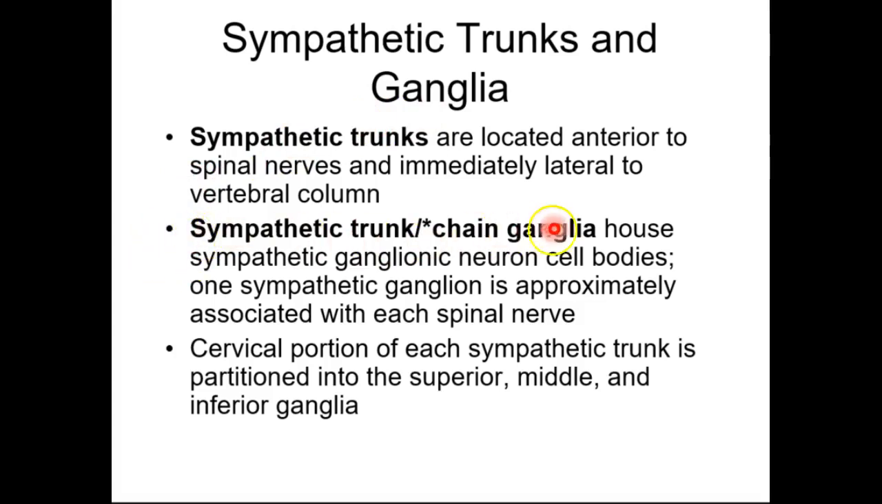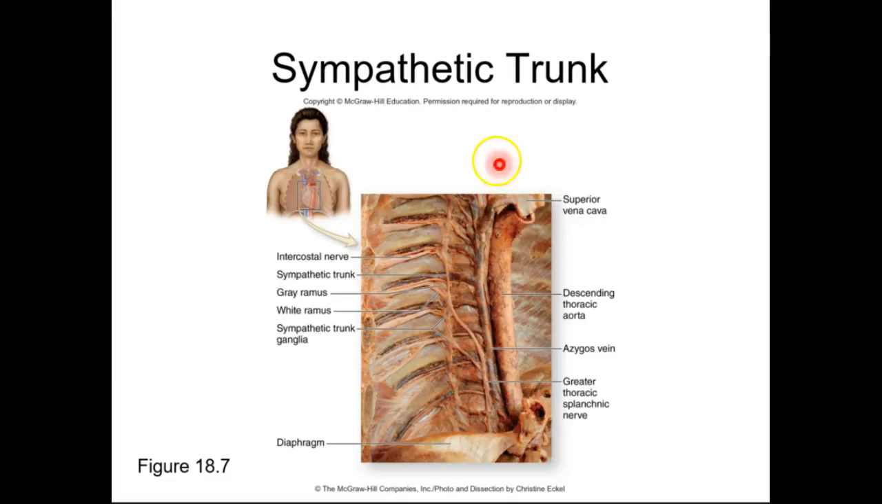I think your textbook may have preferred the term sympathetic trunk ganglion. I prefer sympathetic chain ganglia. This is something that you can see with the naked eye in a dissection. This is the thoracic region, and they've removed the heart, they've removed the lung, and they've removed the parietal pleura to see the intercostal nerves, as well as the sympathetic chain. So each of these little bulging pieces is going to be a ganglion for the sympathetic division of the nervous system.